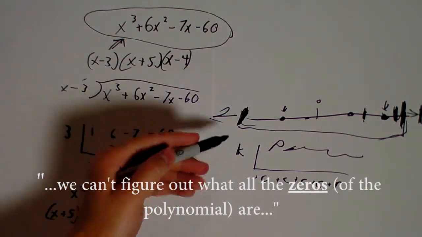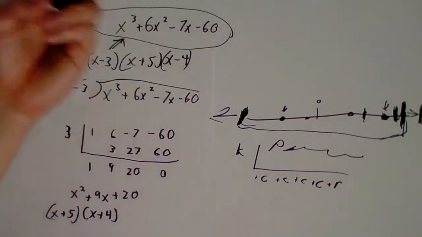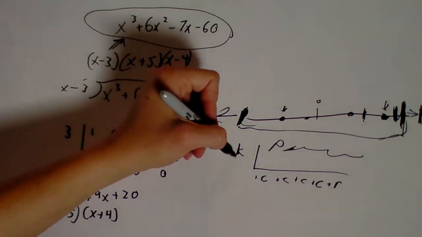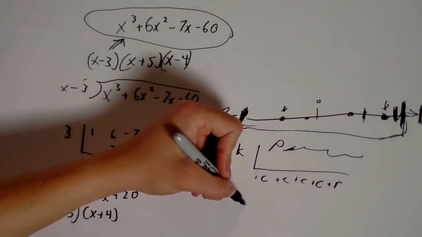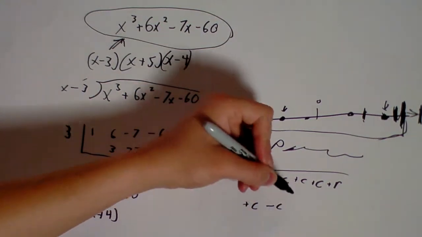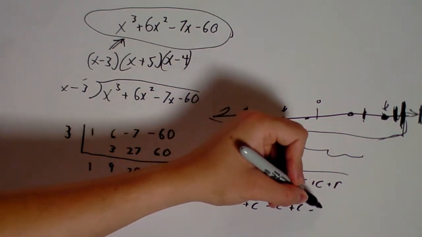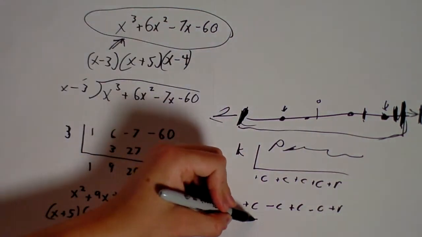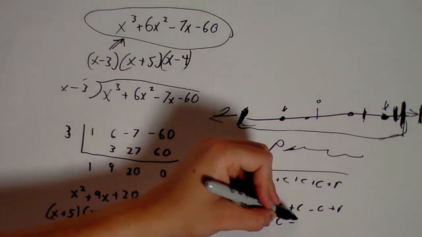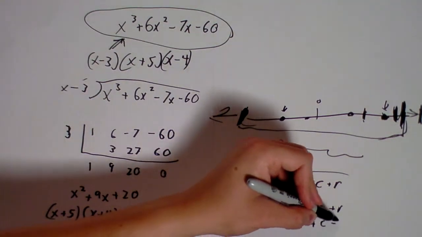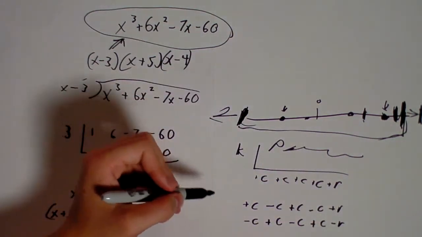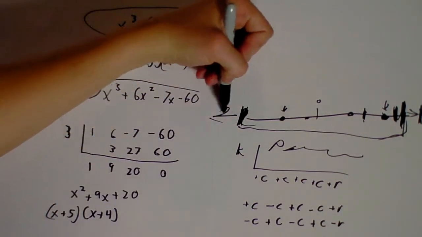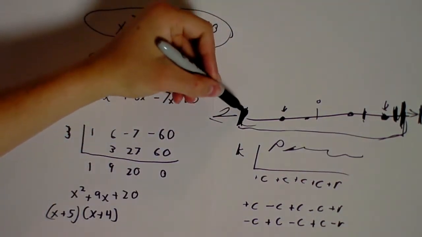But now suppose k is negative. Well, it turns out if we divide synthetically by k again, and we get positive coefficient, negative coefficient, positive coefficient, negative coefficient, positive remainder, or if we get negative coefficient, positive coefficient, negative coefficient, positive coefficient, negative remainder, in that case, we've got a point right here where no zero is less than the point we've discovered.